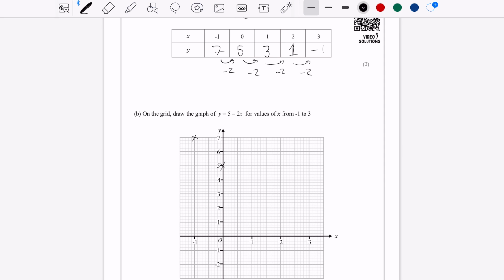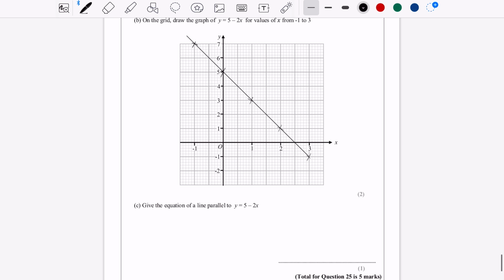0 to 5, 1 to 3. It should make a straight line. If it doesn't, you messed up. 2 to 1, 3 to minus 1. Right, join up. Lovely stuff.